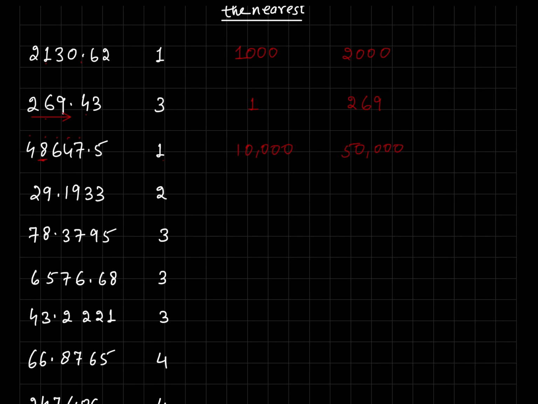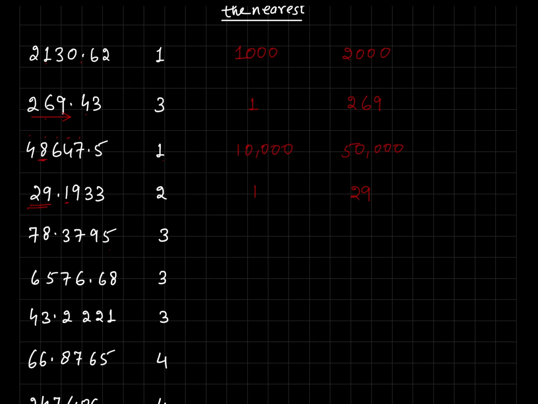Next is 29.1933, and we have to write it correct up to 2 significant figures. Two significant figures means we have to round it up to 1 only, yes, round to the nearest 1. So it would be 29 only, because after the decimal there is 1. It should be 29.